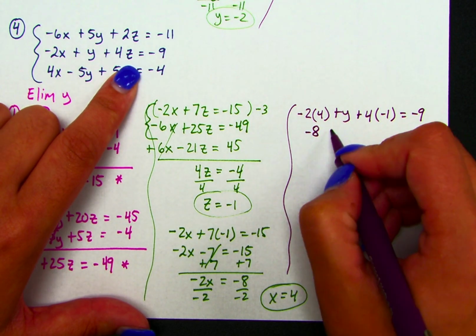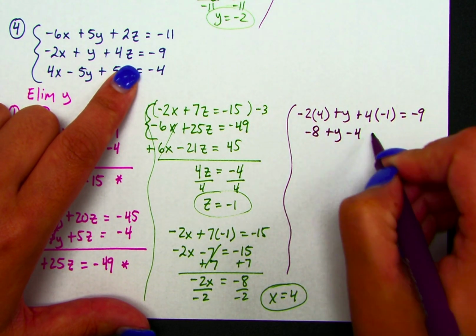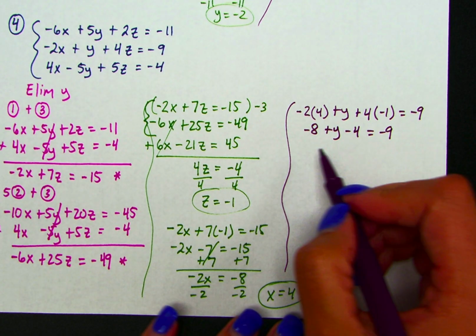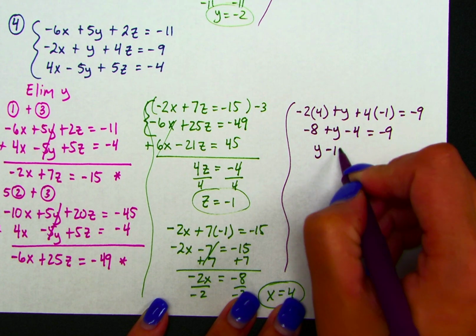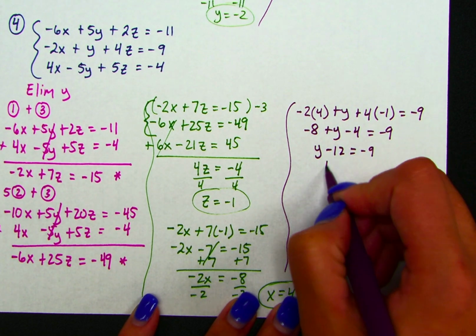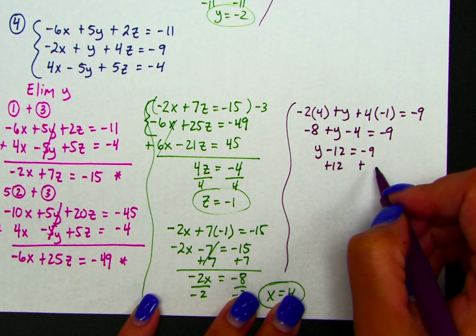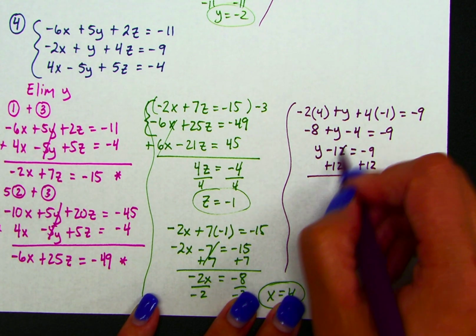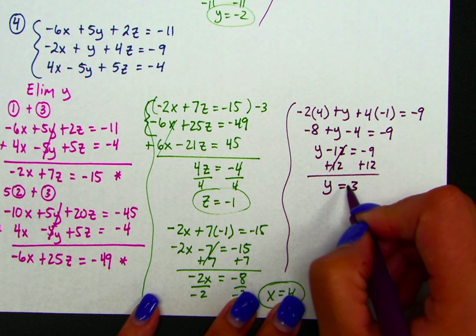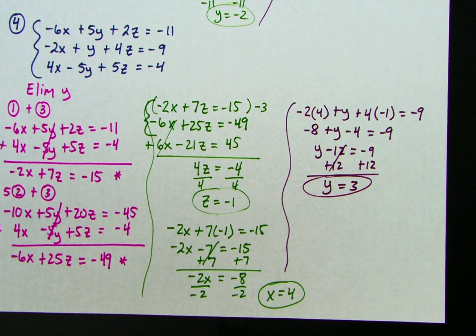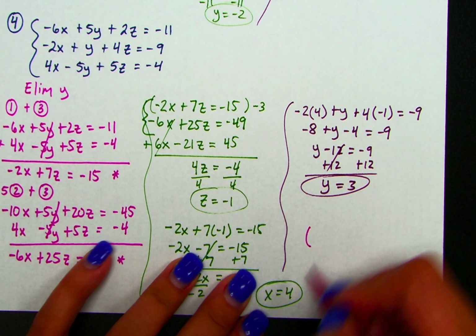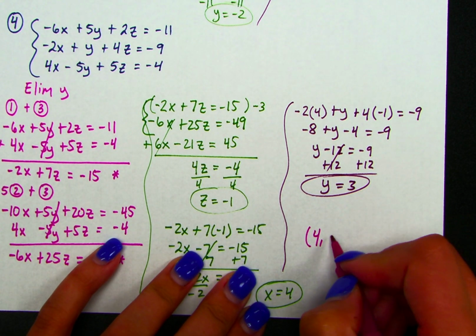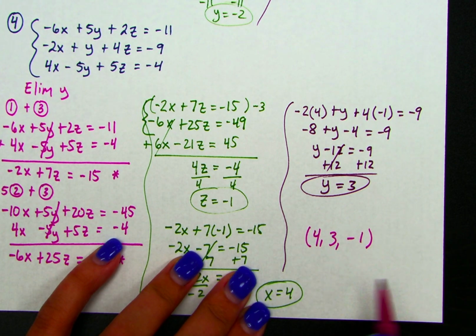So negative 8 plus y minus 4 equals negative 9. If I combine the negative 8 and negative 4, that'll be a negative 12. So y minus 12 equals negative 9. And then I need to add the 12 over. So y equals 3. So that is my third one. Okay. Then I need to write that as that ordered triple. So always alphabetical, x, y, z. So 4, 3, negative 1 is that ordered triple.